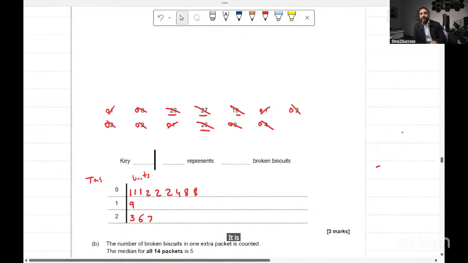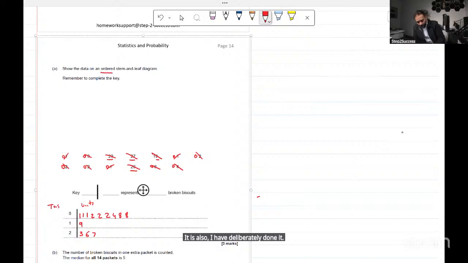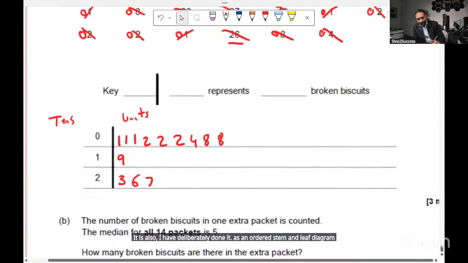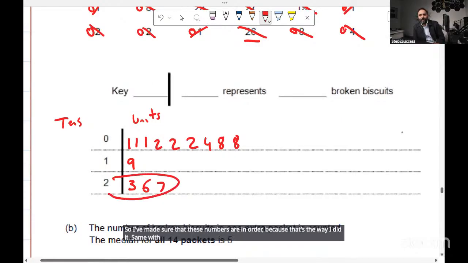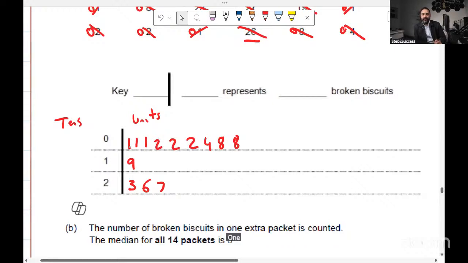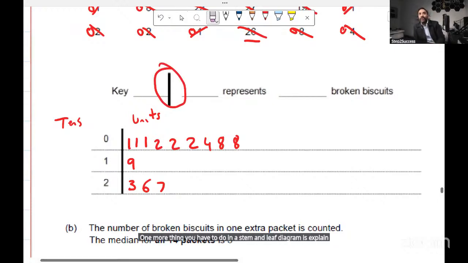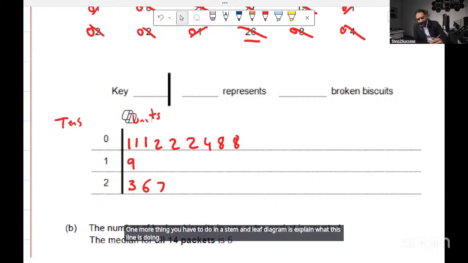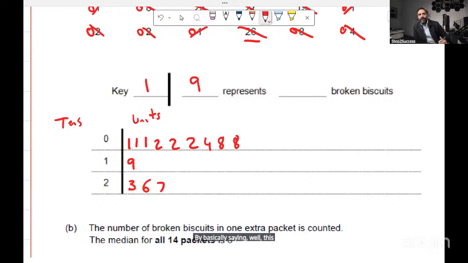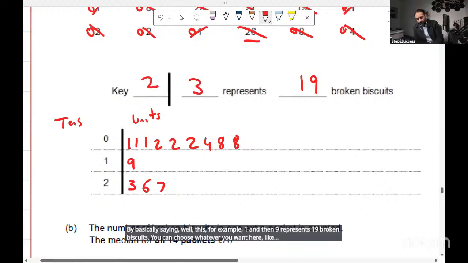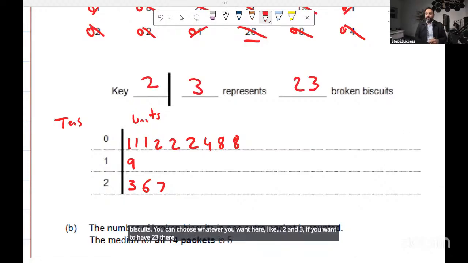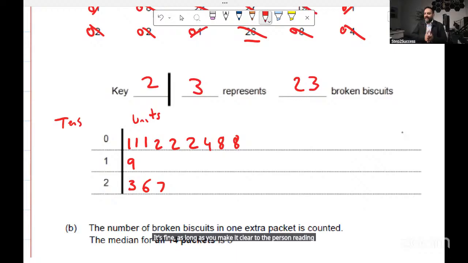I have deliberately done it as an ordered stem and leaf diagram. So I've made sure that these numbers are in order because that's the way I did it. Same with these numbers, they're in numerical order. One more thing you have to do in a stem and leaf diagram is explain what this line is doing by saying, for example, that 1 and then 9 represents 19 broken biscuits. You can choose whatever you want here, like 2 and 3 if you want to have 23 there. It's fine, as long as you make it clear to the person reading it what this table means.